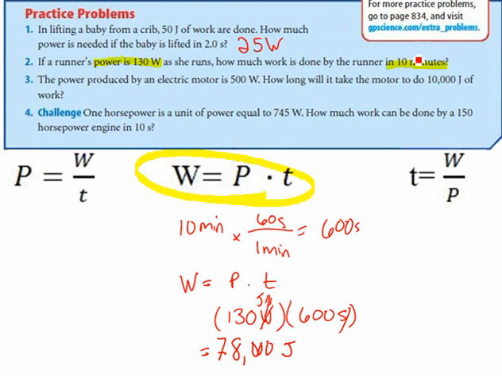And that should be the answer for a runner question here, 78,000 joules. All right, let's take a look at number 3.